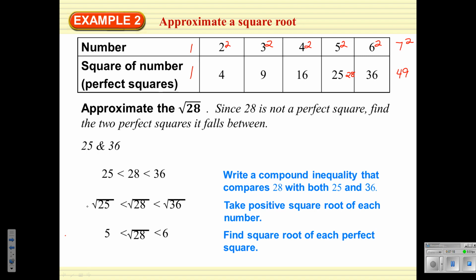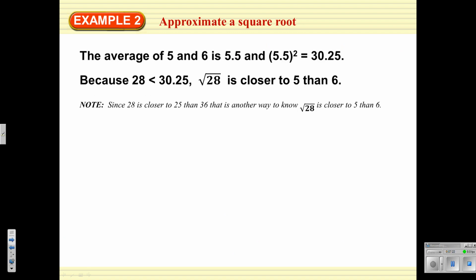Okay? Now, here's where it gets confusing. I've got this on the paper, but I want you to use my note. Okay? I've got this on your notes, but this is where I really want you to pay attention to. The average of 5 and 6 is 5.5, and 5.5 squared is 30.25. That's a lot of math, and occasionally you might have to use it, but because 28 is less than 30.25, square root of 28 is closer to 5 and 6.